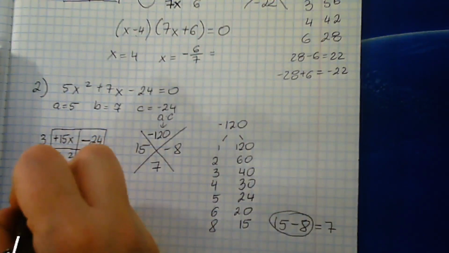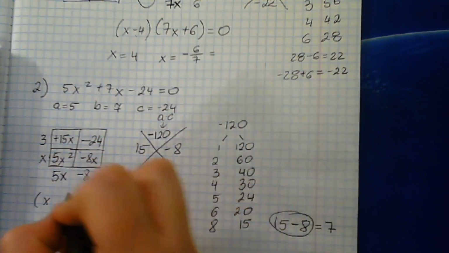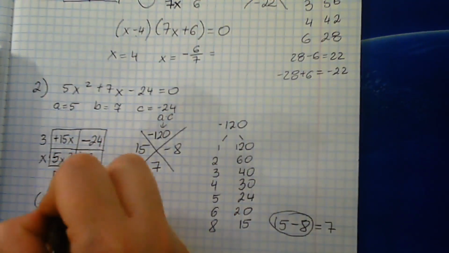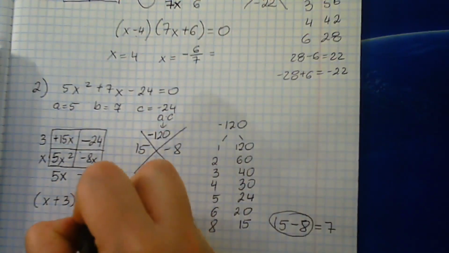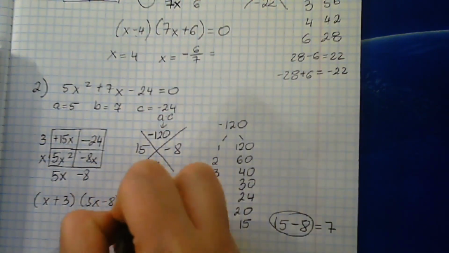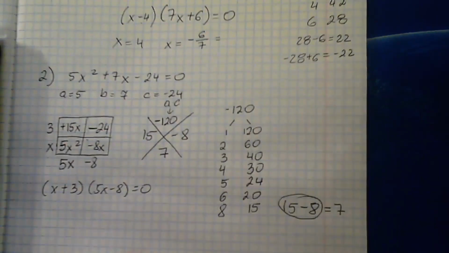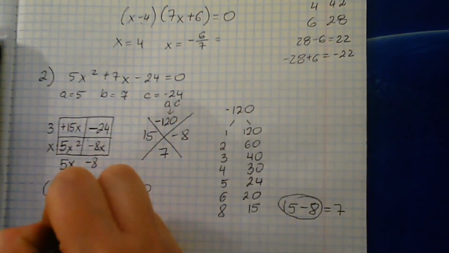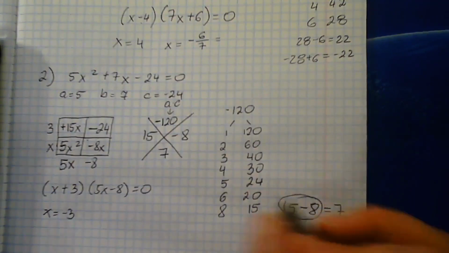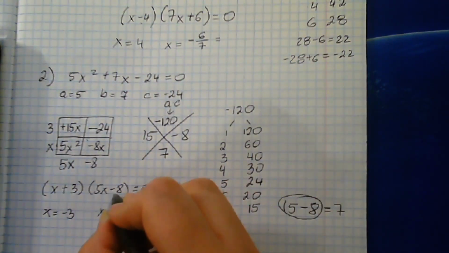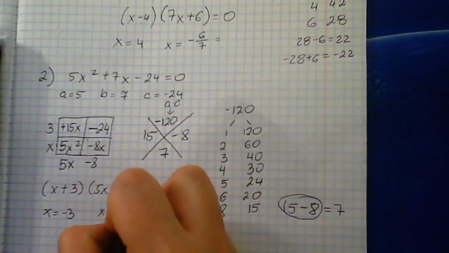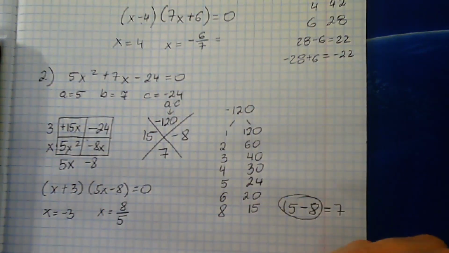So I found my factors, x plus 3, because it's positive 3, and 5x minus 8. Okay, what are my solutions? One of them is negative 3, because it's opposite. And the second one will be the opposite of negative 8 divided by 5.